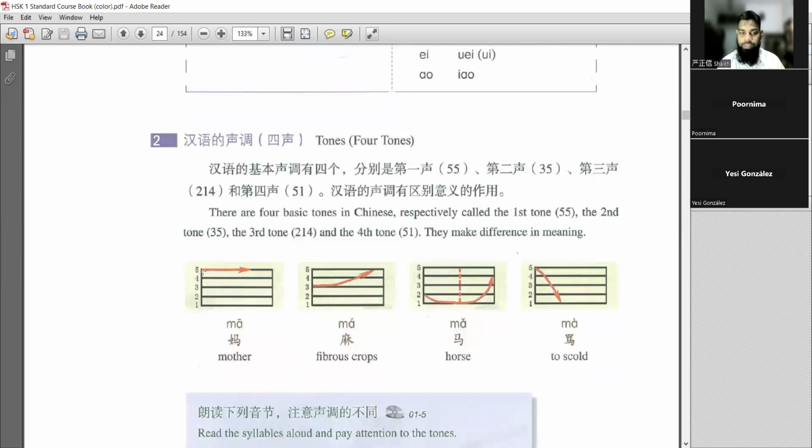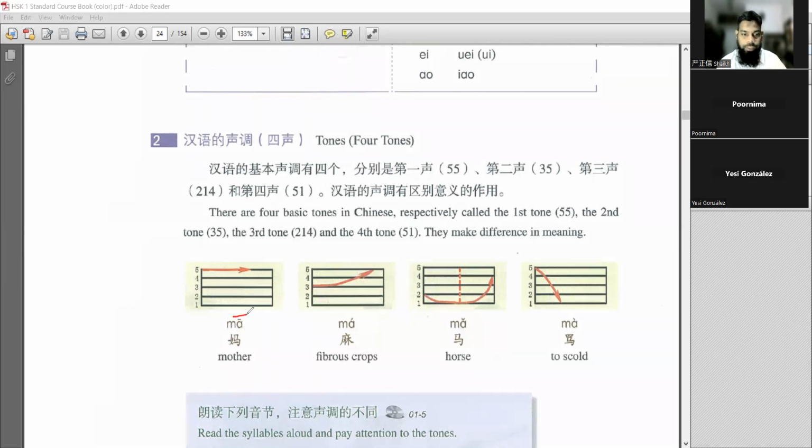The first tone is drawn in this way. The second tone is drawn in this way. The first tone is the flat tone. The second tone is the rising tone. The third tone is the falling and rising tone, and the fourth tone is the falling tone. So you can also see the symbols here.